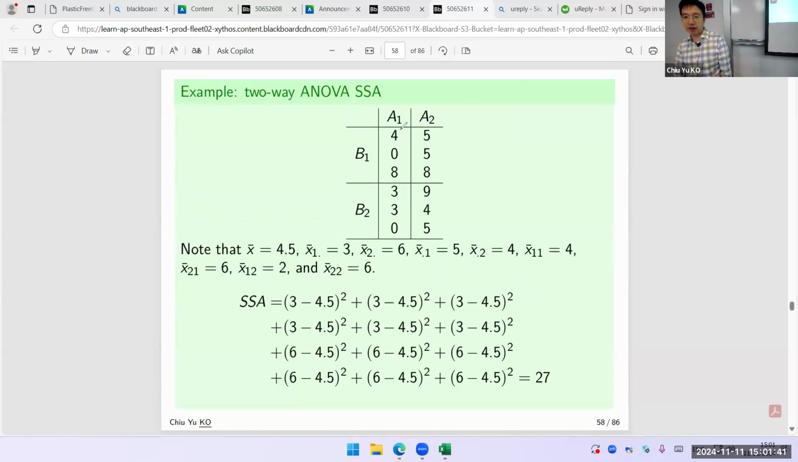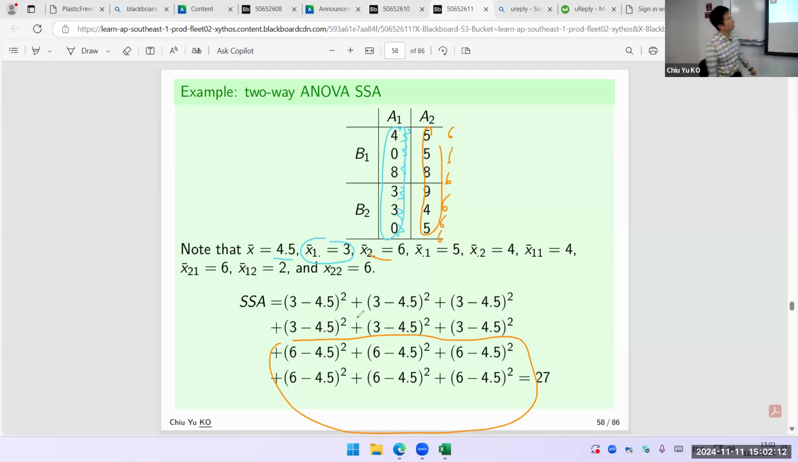SSA is simply replace this by its average in this column, which is 3. Replace everything by 3 and subtract 4.5. Okay, they become 3, 3, 3, 3, 3, 3 here, right? And you replace this number by 6, right? So that's how you get the second part. So that is the idea behind.